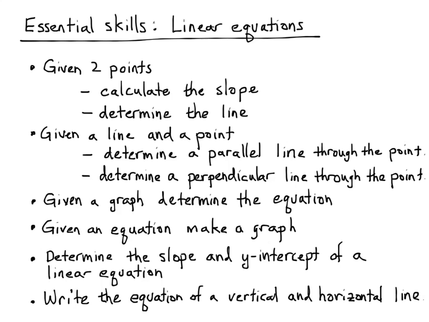When you have a horizontal line, if you think about the equation as y equals mx plus b, a horizontal line has no slope, so m is 0, so you just have y equals some constant, which is the intercept. So it'll be something like y equals 3. So this should be second nature to you.